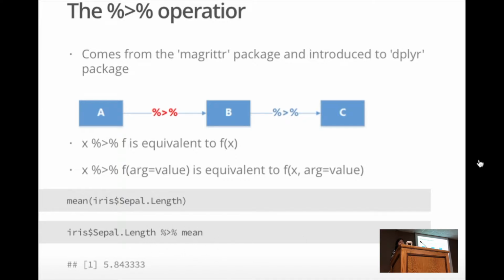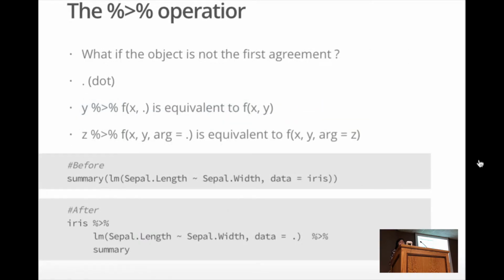So what if it is not the first argument? You're thinking maybe it is a second argument. Then you can use a dot. You put a dot into your function to replace wherever you want to put your object. So here I passed y into the function, having x as my first argument and a dot here. This is equivalent to having x as my first argument and y as my second argument.